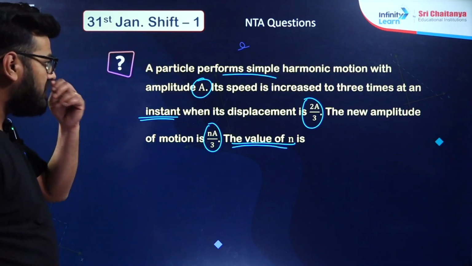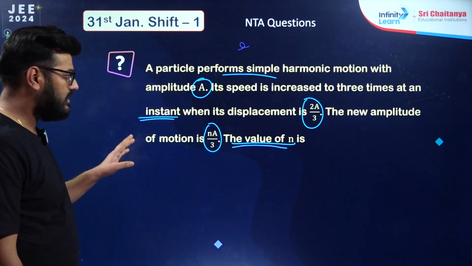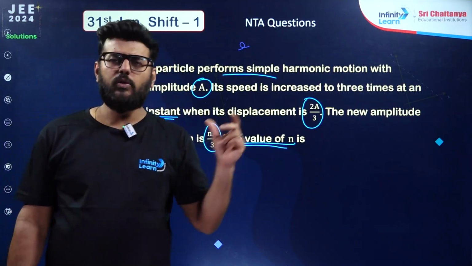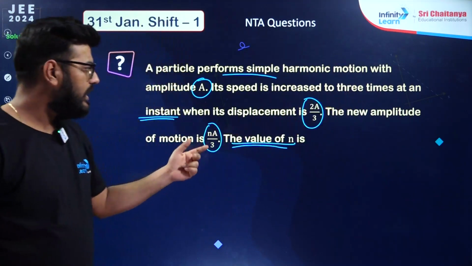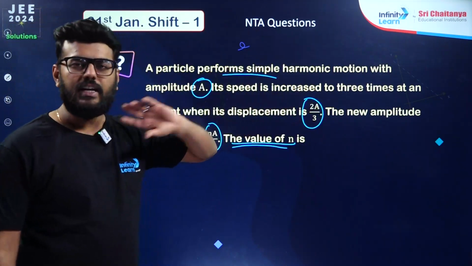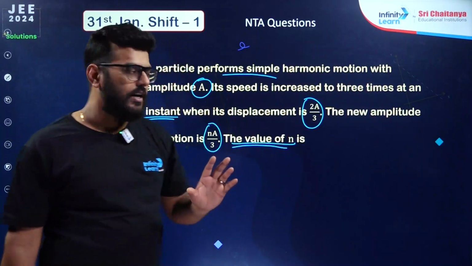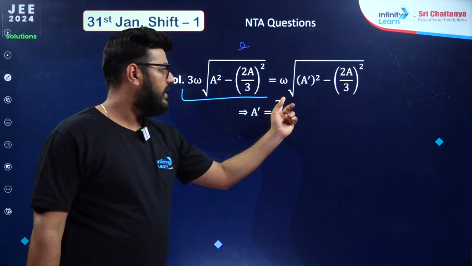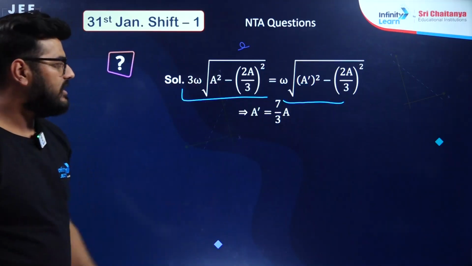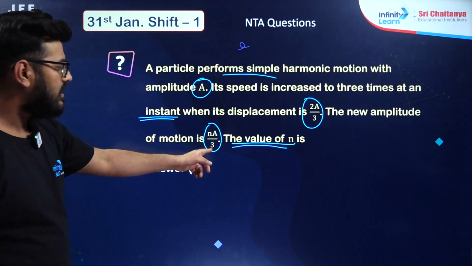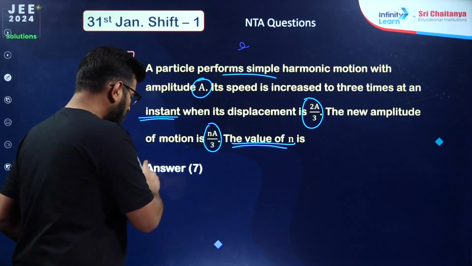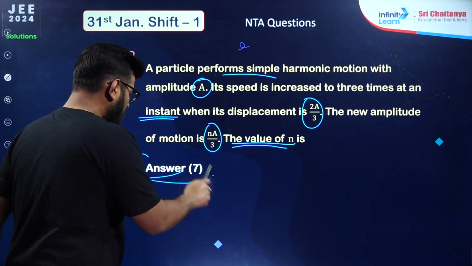So they are saying its speed is increased to 3 times. This is a very standard case, right? So you need to check the equation v square is equal to omega square into a square minus x square for 2 cases. On increasing the speed, basically the amplitude increases and the omega remains the same. So this equation will very easily satisfy the case over here, and the new amplitude will turn out to be 7A by 3. They're asking what is the new amplitude, that is going to be nA by 3. So the n value will be equal to 7.